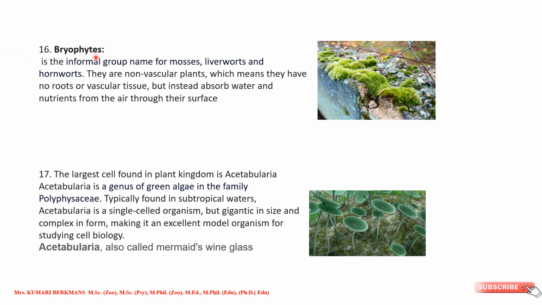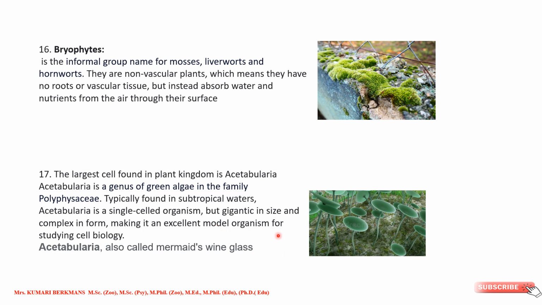Next one, Bryophytes. Bryophytes are plants, but very minute plants, and they are named mosses, liverworts or hornworts. They are non-vascular plants. There won't be any proper systems in these plants, but they are green in color and produce their own food material. They have no roots or vascular tissues, but instead they absorb water and nutrients from the air through their surface. So, Bryophytes.